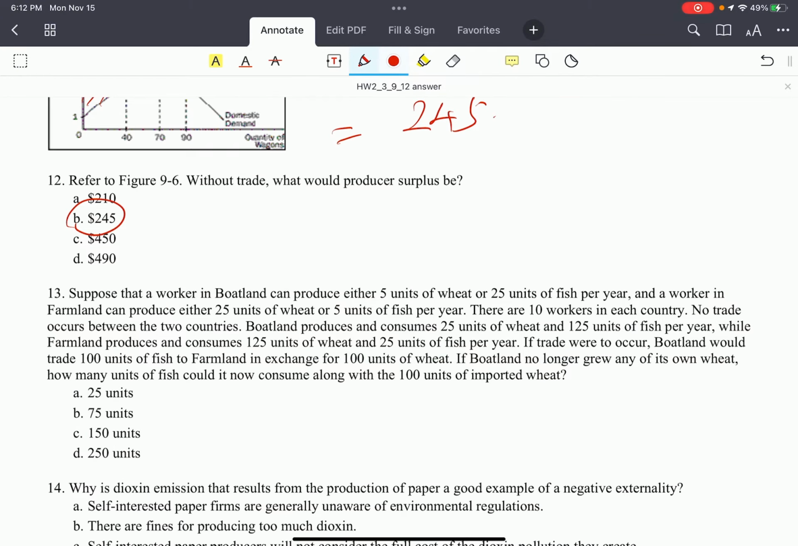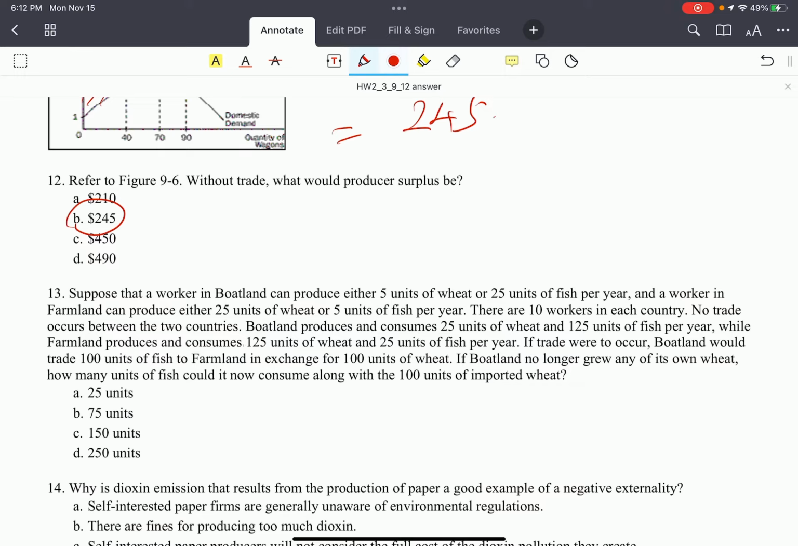Okay, let's look at 13. Well, it's a very long problem. So suppose we have a worker in Boland and she can produce either 5 units of wheat or 25 units of fish per year, and a worker in farmland can produce either 25 units of wheat or 5 units of fish per year. And we have 10 workers in each country. And no trade occurs between these two countries.